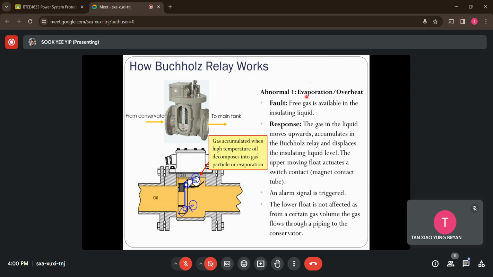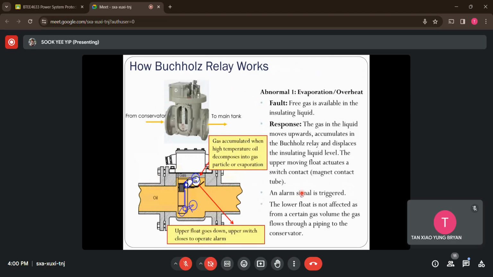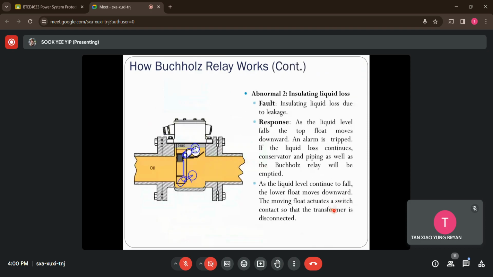That's how the alarm signal is triggered to alert the operator. We might have these situations. But during this instance of time, the lower float here is not affected, because the volume of gas accumulated is not high enough to cause it to go down, I should say, to turn on the lower switch. So the lower switch is not activated in this case. Okay, so what happens if I have another abnormal case? I have insulating liquid loss, which is the oil leakage problem.